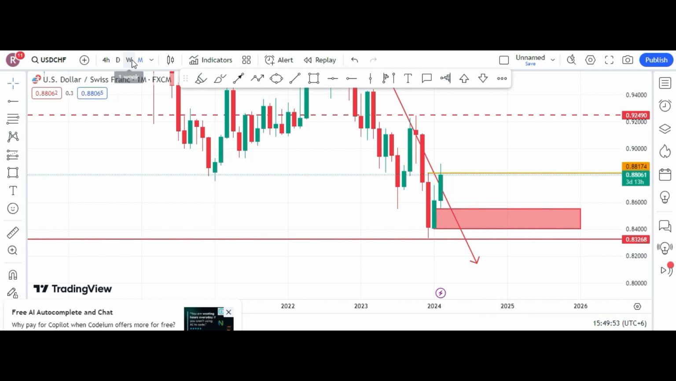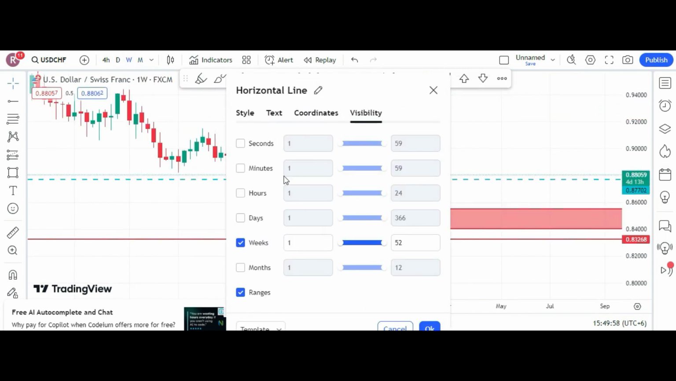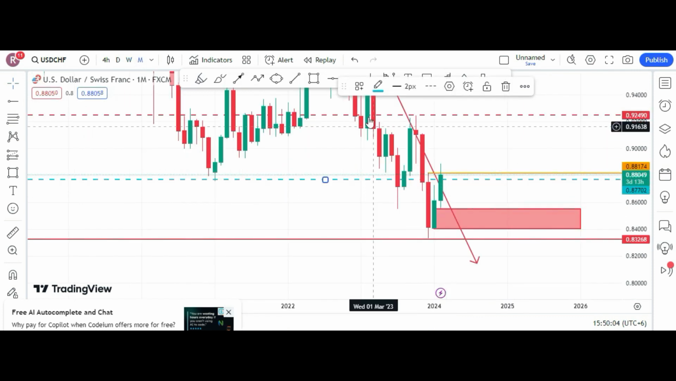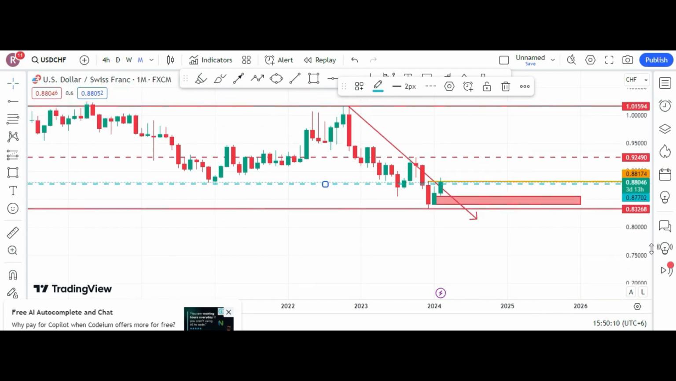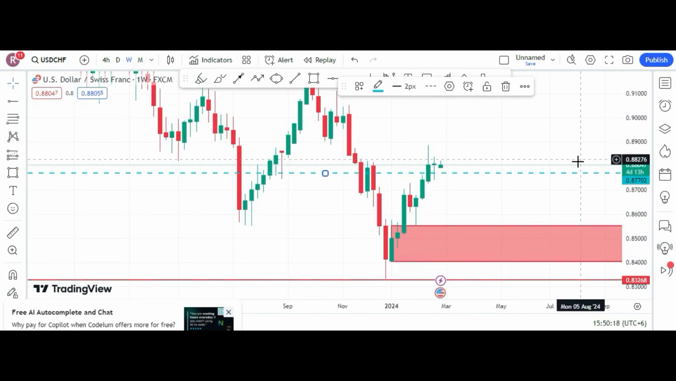So let me enable this thing so you guys can understand what I am saying. If we enable it in monthly and go there, you guys can see from this top to this bottom, this is 50%, it has been achieved. But from this higher top to this bottom, the 50% is lying here. So in weekly, let's see what is happening.